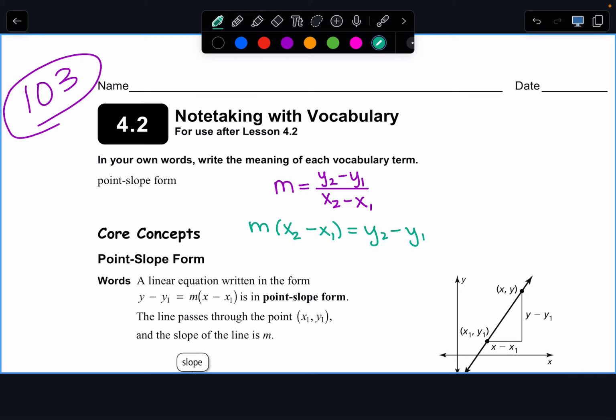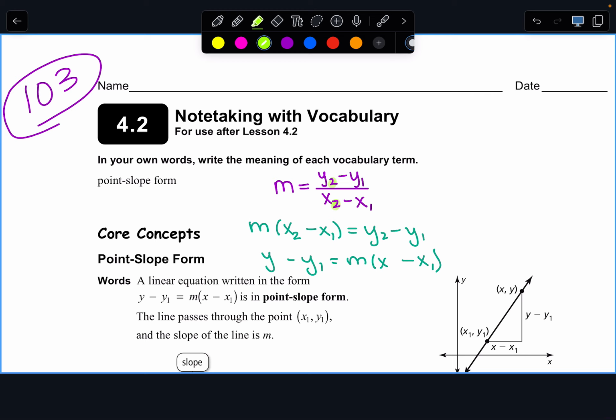All right, so now I'm going to use the symmetric property and switch sides. So I'm going to put the y2 minus y1 over here, and the m times x2 minus x1 over here. Okay? And now I'm going to say, instead of x2, y2, I actually just want them to be a generic x, y. So I'm going to take these guys right here, and boop, they're gone.